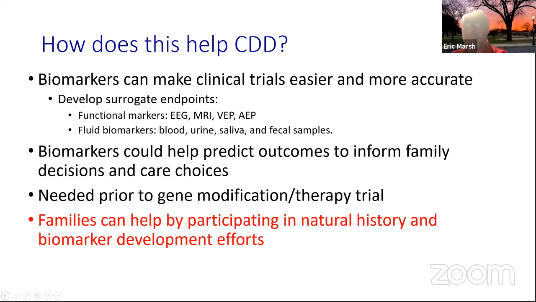And so families can help by participating in the natural history and outcome measure studies that Scott had already talked about, but also these biomarker measures that are going to be done in parallel, not necessarily at all the sites, but in some of the sites, in parallel with these other clinical outcome measure developments. Next slide.